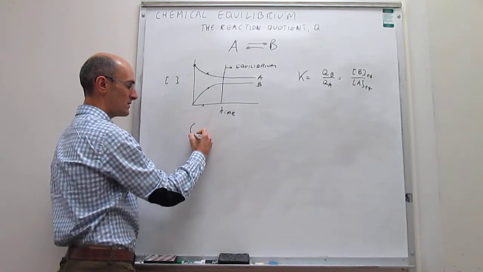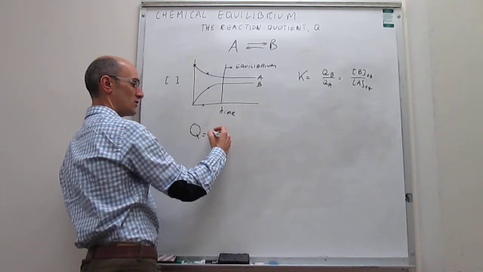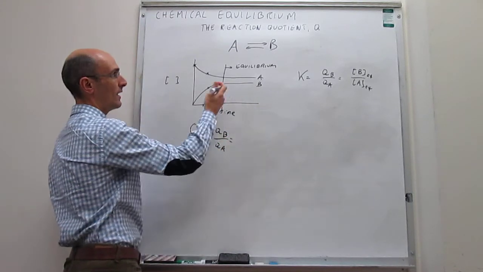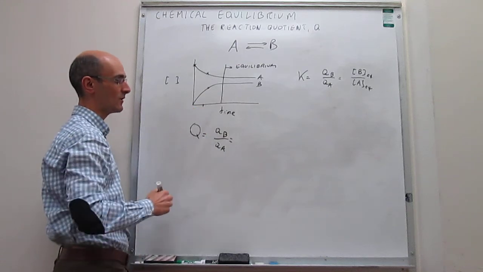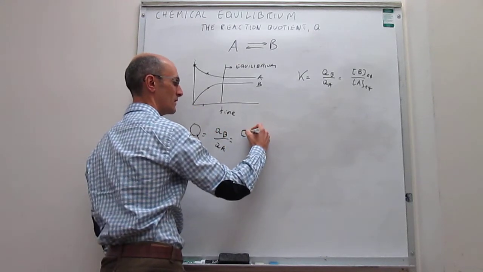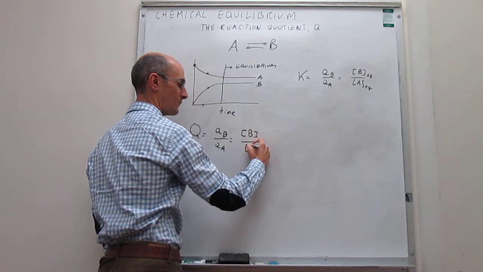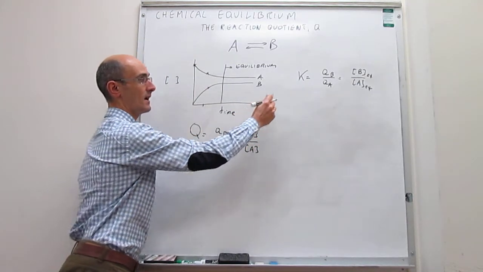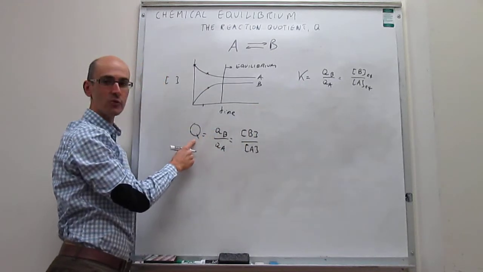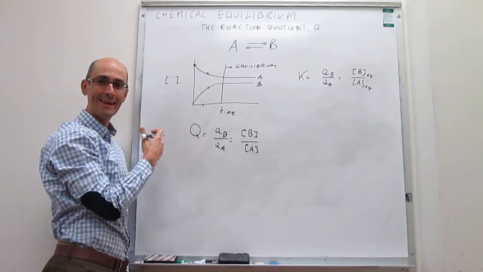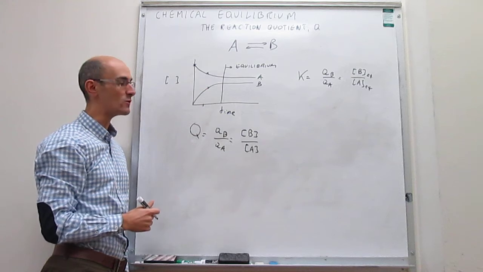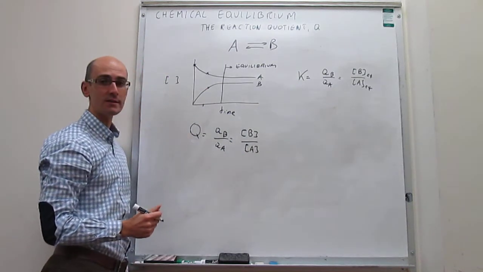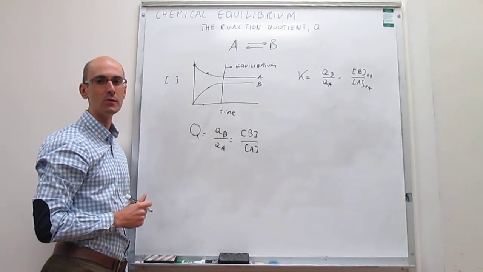The reaction quotient is this Q, and this Q would be exactly the activity of B over the activity of A, which for solutes in an aqueous solution would simply be the concentration of B over the concentration of A in shorthand notation. But an important distinction between the reaction quotient and the equilibrium constant is that the reaction quotient can be written at any time. You don't need to be at equilibrium to write this. However, to get the right value for the equilibrium constant, those concentrations must be those at equilibrium.